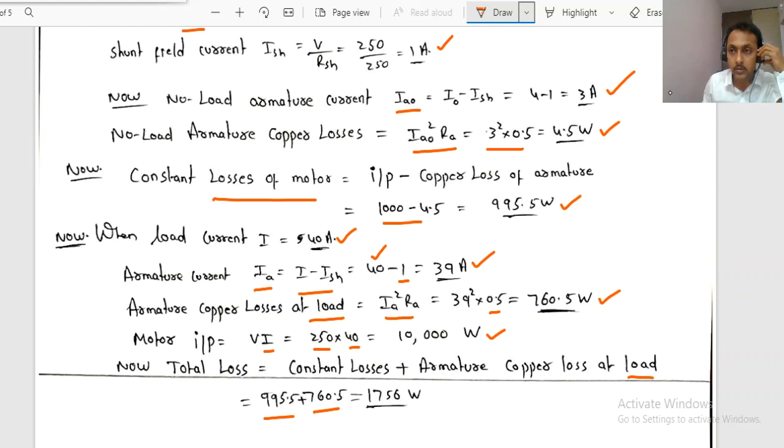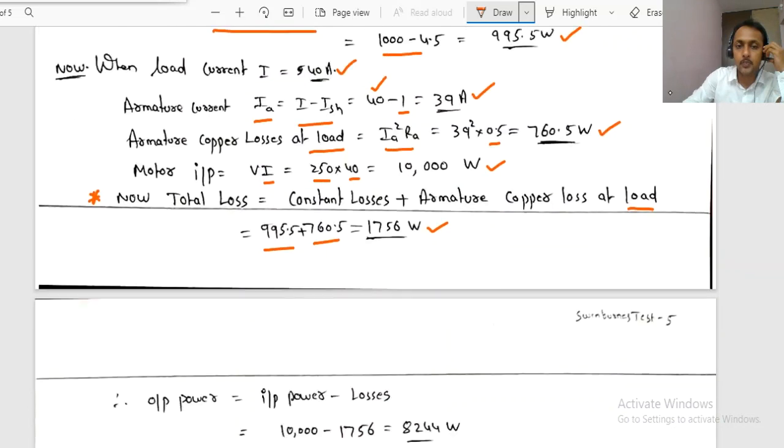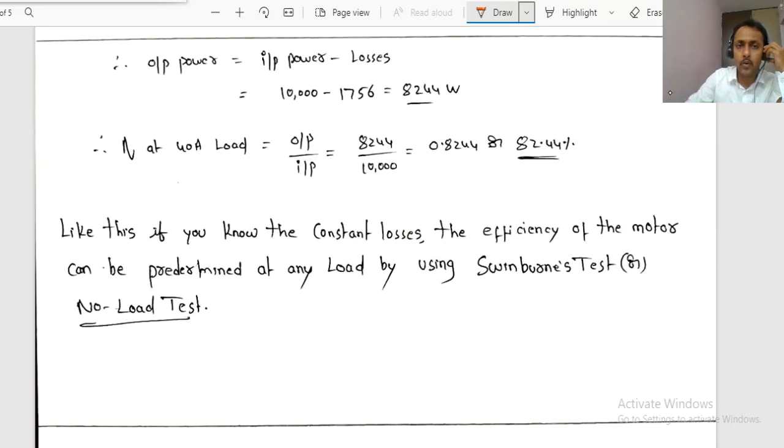Constant plus variable loss. This point is important in this entire discussion. If this goes wrong, the entire problem goes wrong. Clear? 1756 watts. Now we know the input power, and we know the total losses. Easily we can find the output power. Output power is nothing but input power minus losses. So 8244 watts.